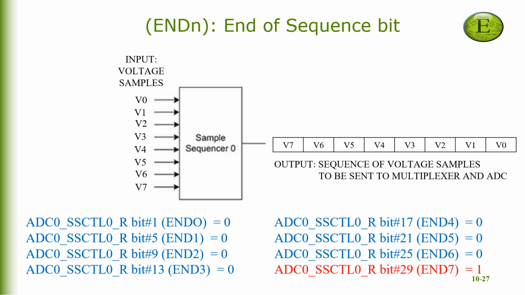And if we're utilizing all 8 input channels of the sample sequencer 0, then the corresponding END bits of the first 7, starting from END0 to END6, are all set to 0, because none of them is the last sample except V7. Corresponding bit number 29, END7, is set equal to 1. And this is how we added the END bits among the control bits of the sample sequencer.